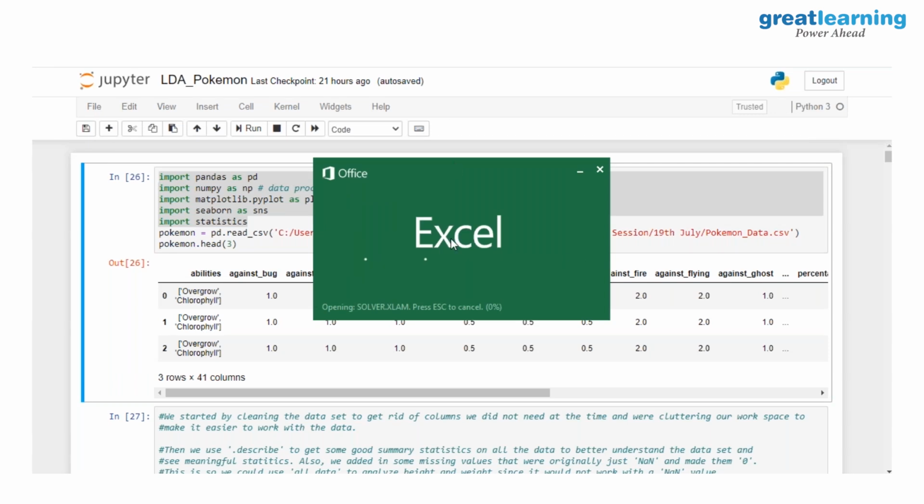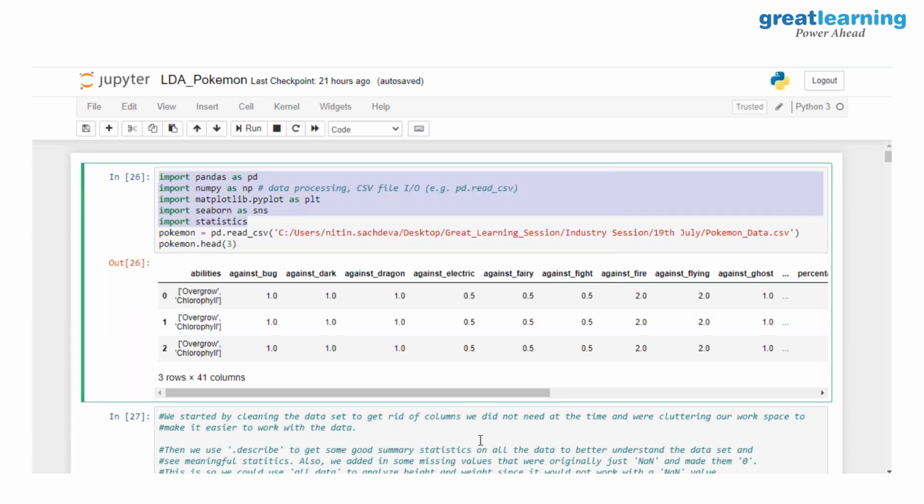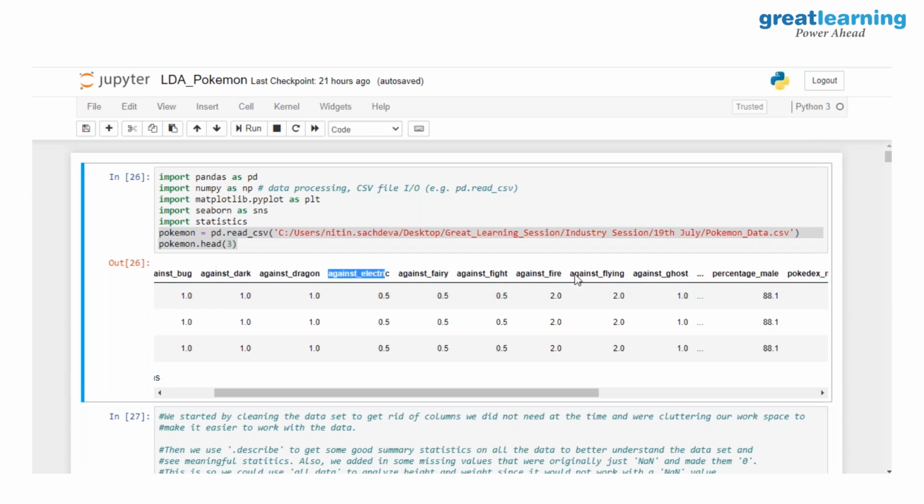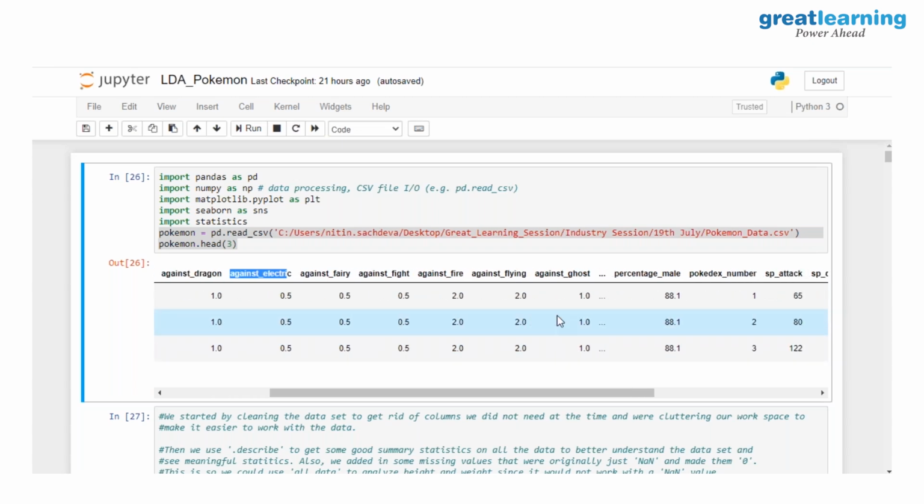Pertaining to that, my Excel is very slow, I know. So as soon as it opens, I'm going to take you back. But yeah, so read the data, and you can see here we are plotting. Maybe we can have a look at the data here also. These are those 18 variables that we were talking about, against bug, against dark, against the dragon, against the electric. So these are 18 variables which are defining the ability of the Pokemon to react to different scenarios.